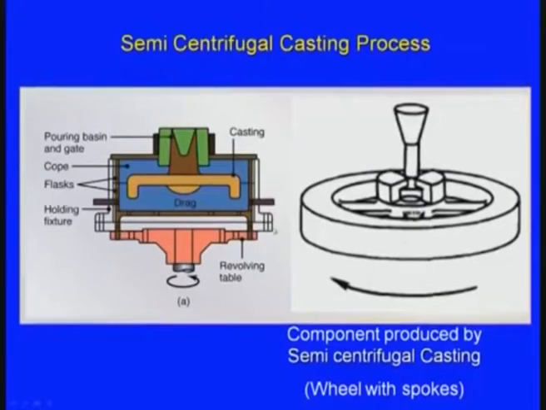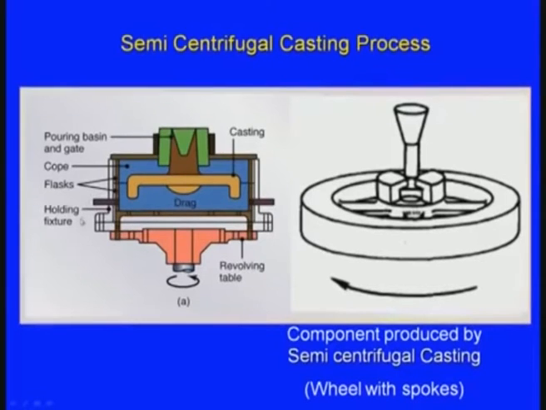Then what happens? As the mold is rotating and molten metal is entering, the molten metal will be subjected to the centrifugal force, so it will be going away from the center. If there are any minute, tiny details on the sides of the casting, the molten metal will definitely enter into those tiny features. That is the advantage of the semi centrifugal casting process.